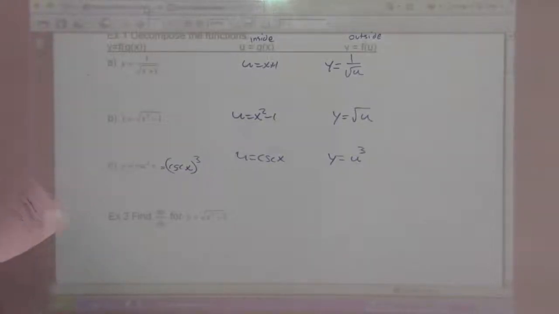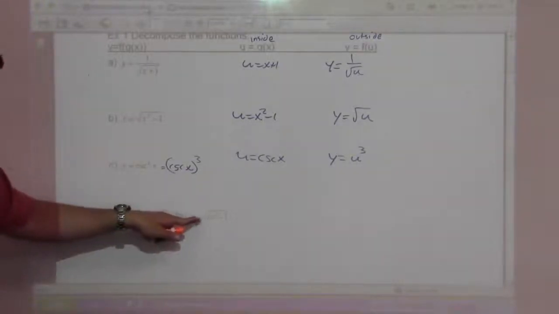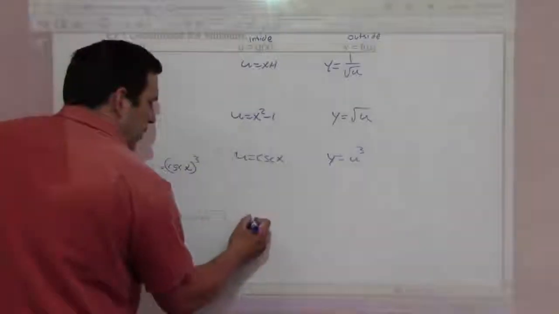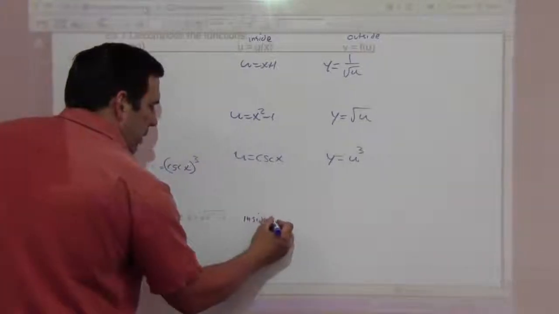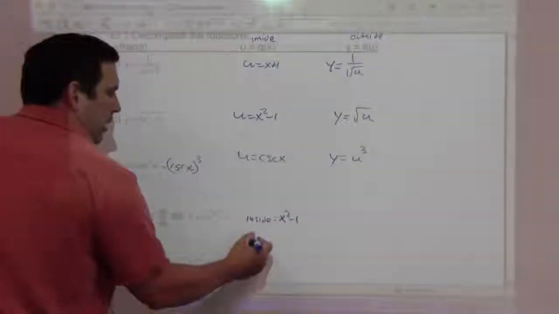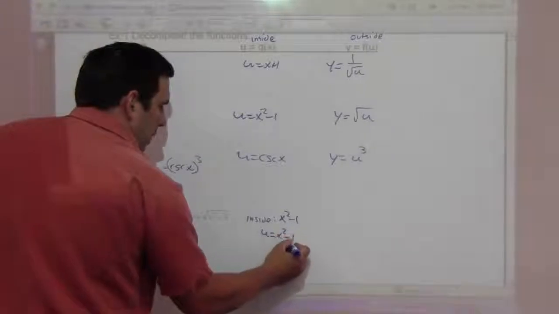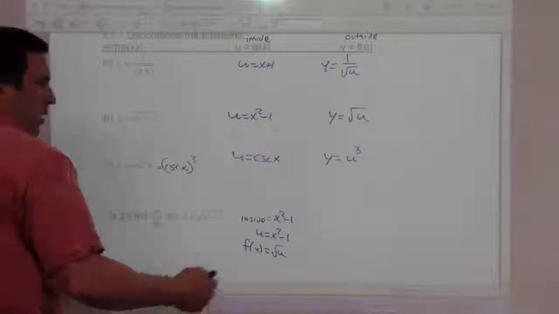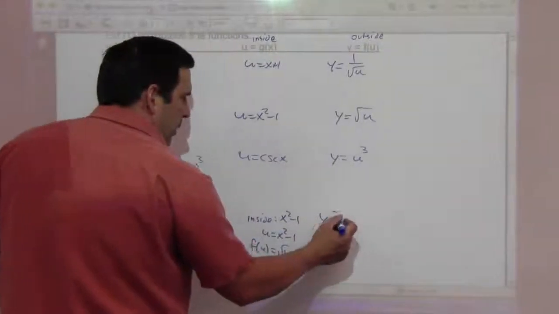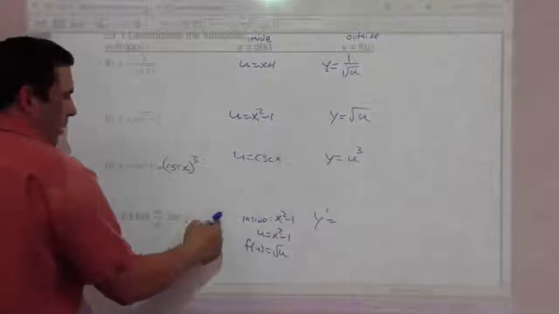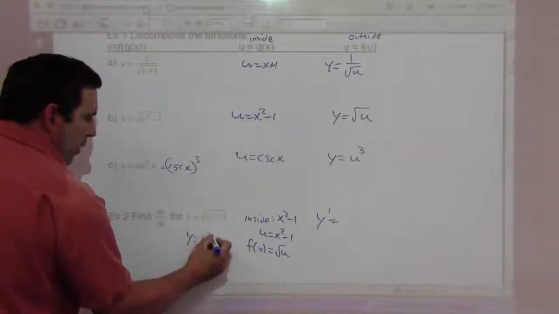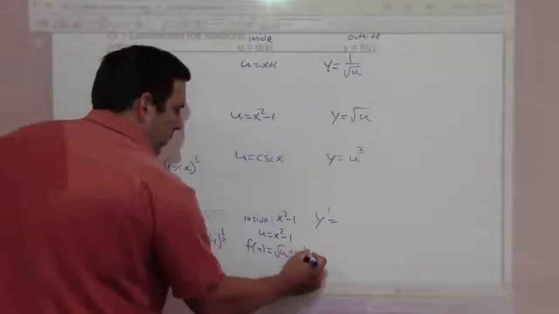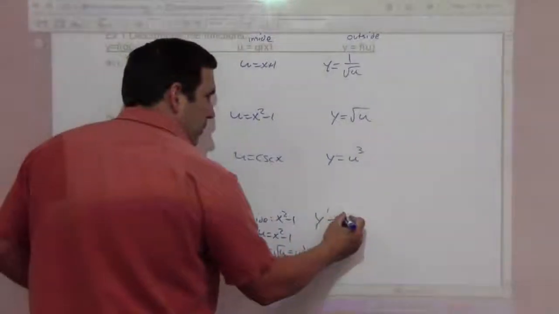So for example 2, it says find dy dx for y equals the square root of x squared minus 1. Our inside function is the thing inside the radical, that's x squared minus 1. We'll call that our u. Our outside function is just doing the square root of that u. So our y prime is going to be, I'll think of this also as y equals x squared minus 1 to the 1/2 power. That power would come out front.